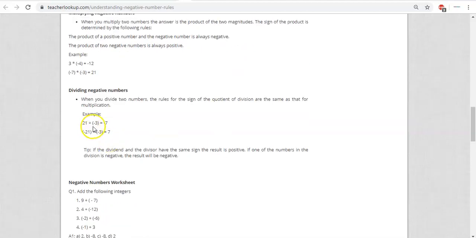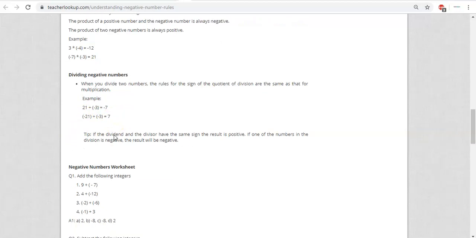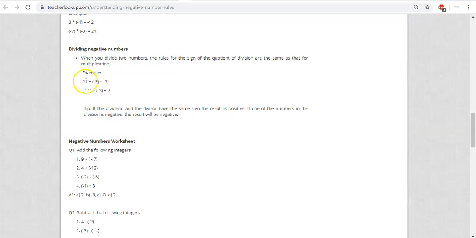So 21 divided by minus 3 equals minus 7. Minus 21 divided by minus 3 equals 7. Because these are two negative numbers, that's why it's making a positive 7, whereas this one is one positive and one negative, so it is equal to minus, because it's one positive and one negative. So 21 divided by minus 3 is equal to minus 7.